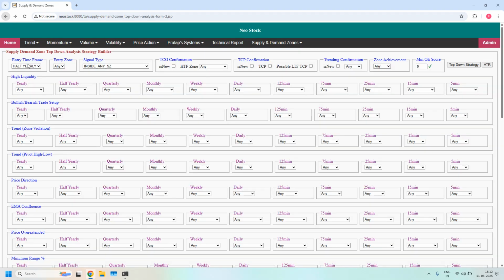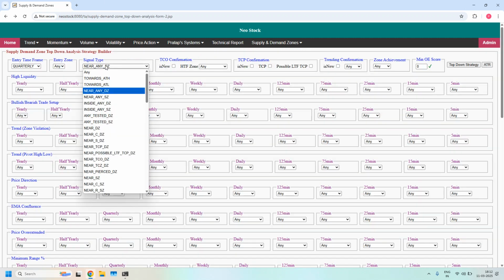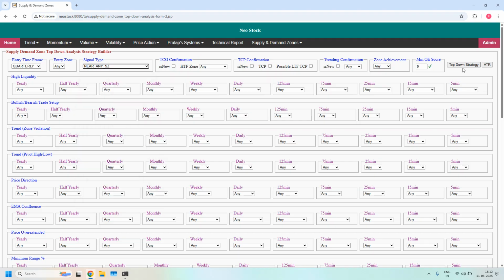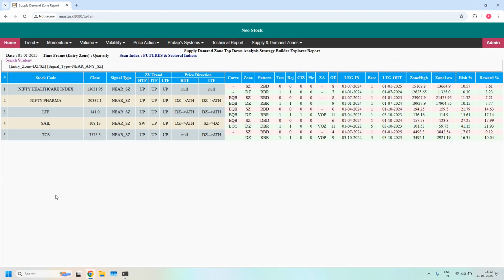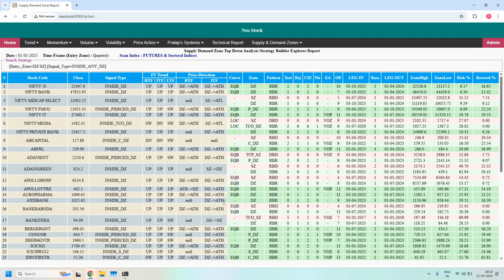Next time frame is quarterly. Stocks near quarterly demand zone, we got 4 stocks. Next, stocks near quarterly supply zone, we got 5 stocks. Next, price closed inside the quarterly demand zone, first 23 stocks in the list.